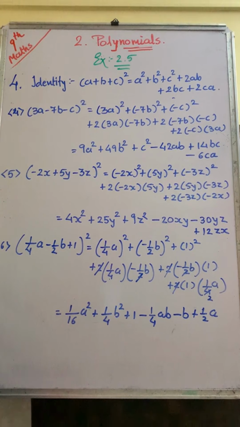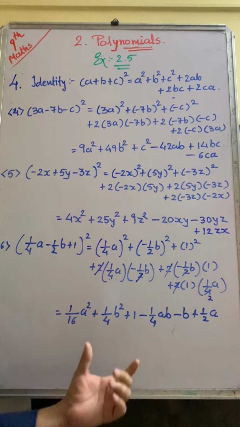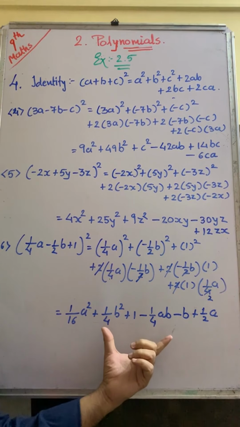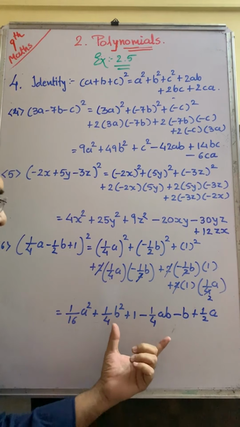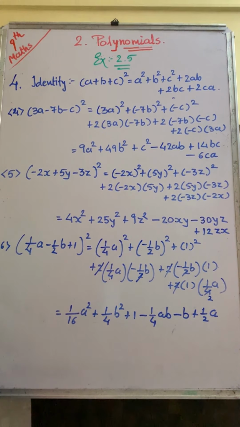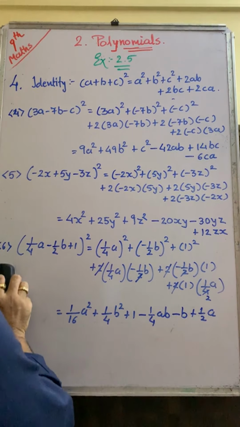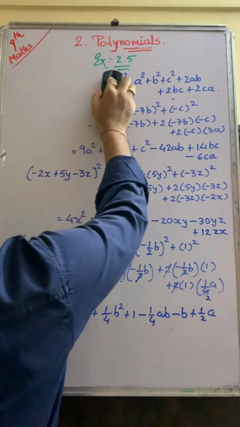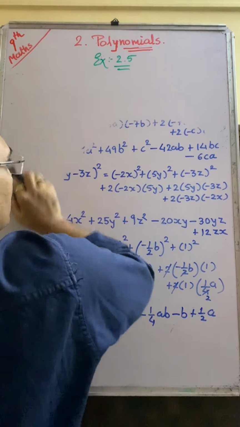Okay. Now in question number 5, the reversal situation is given. Means this answer is now your question. You have to bring this one. See, how is it possible? So question number 5. Again the identity remains the same, but we write it reversely.